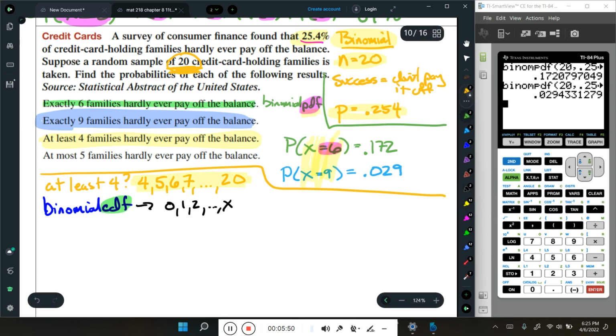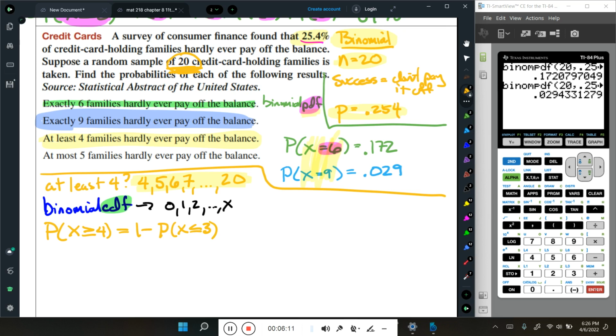Well, I'm going to use something we've talked about many times before, the complement. The probability that x is greater than or equal to 4 is just going to be 1 minus the probability that x is less than or equal to 3. All right?